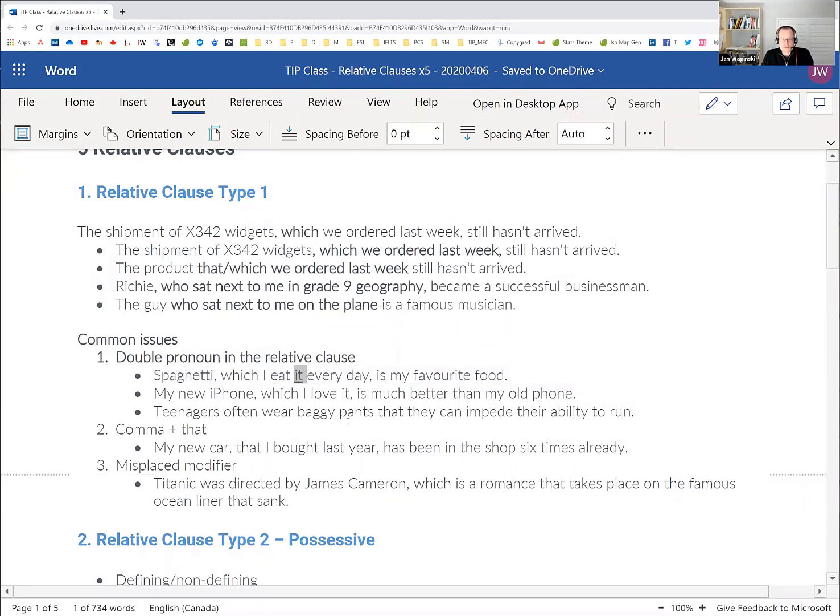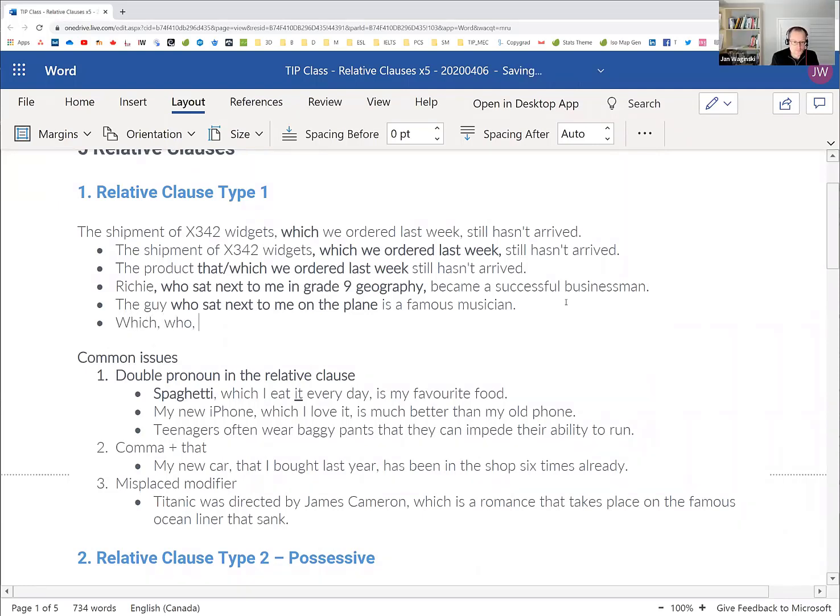Does everyone understand why it cannot be in this sentence? Because spaghetti is already the subject. Yeah, so we've got spaghetti as the subject. Now, what's which? Well, these words like which, who, that, what do you call them? These are called relative pronouns. That's it.